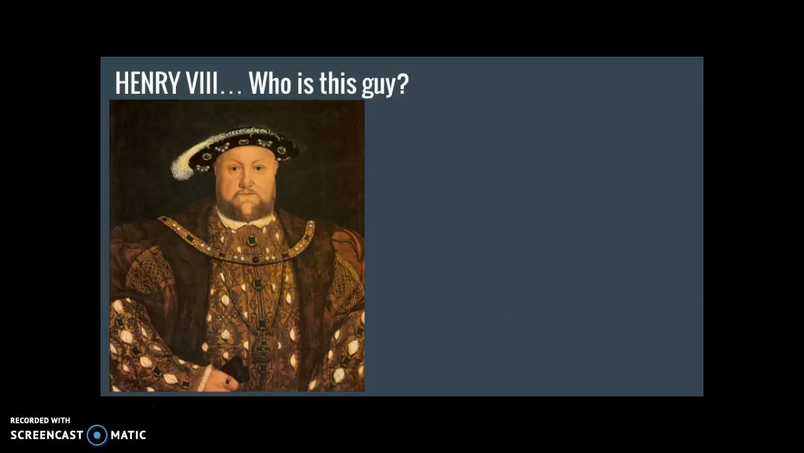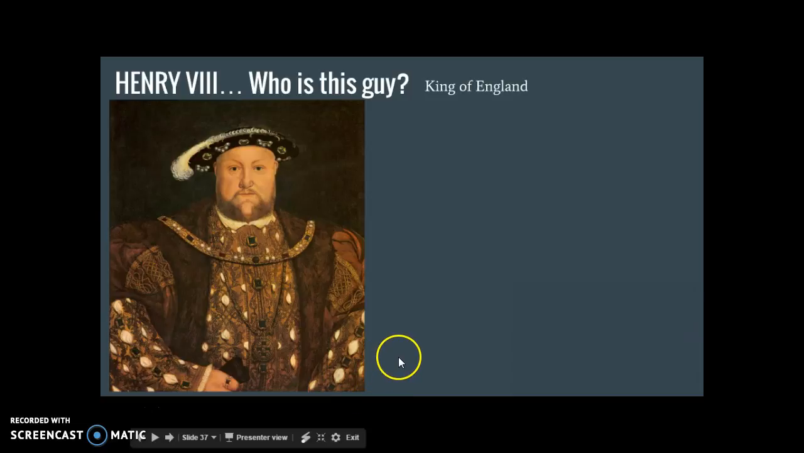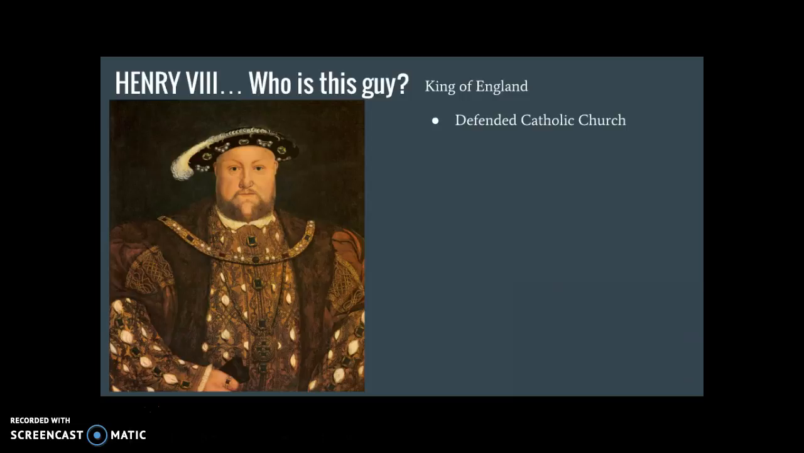So this guy right here, this is Henry VIII. You may know a little bit about him. He is the King of England. He was the King of England at the time during the Tudor dynasty. Henry VIII gets all tangled up with the Catholic Church. So when Martin Luther wrote his 95 Theses and had all of his issues with the Catholic Church, Henry VIII defended the Catholic Church. So how is it that he eventually ends up splitting with the church?